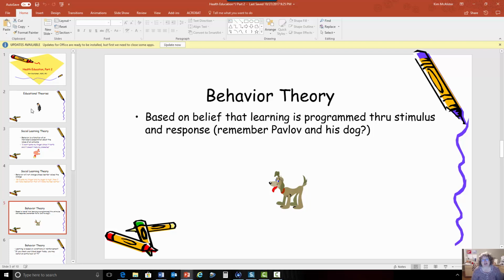Behavior theory is based on the fact that behavior, in what people do, is programmed by stimulus and response, much like Pavlov and his dog. You may remember with Pavlov, he was giving the dog food and ringing a bell at the same time. And eventually Pavlov would just ring the bell and the dog would begin to salivate and act as though food was present.